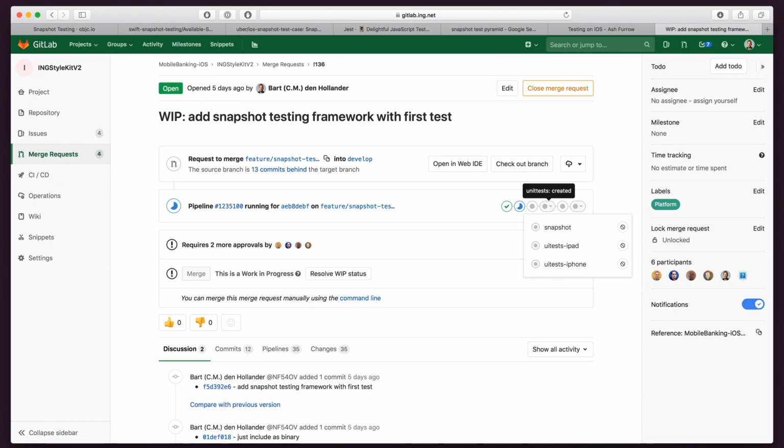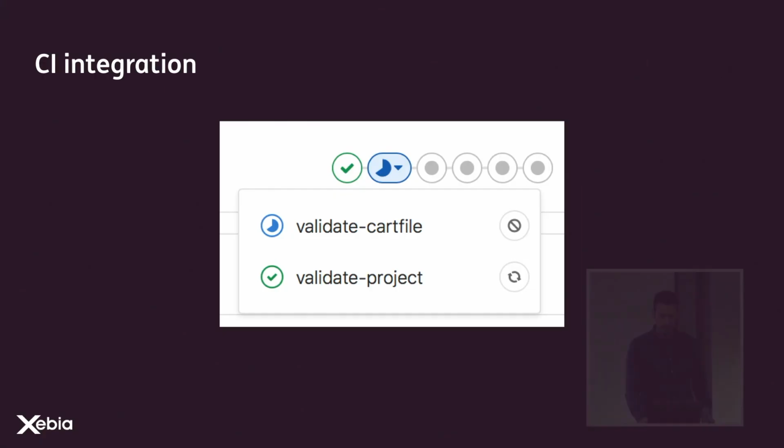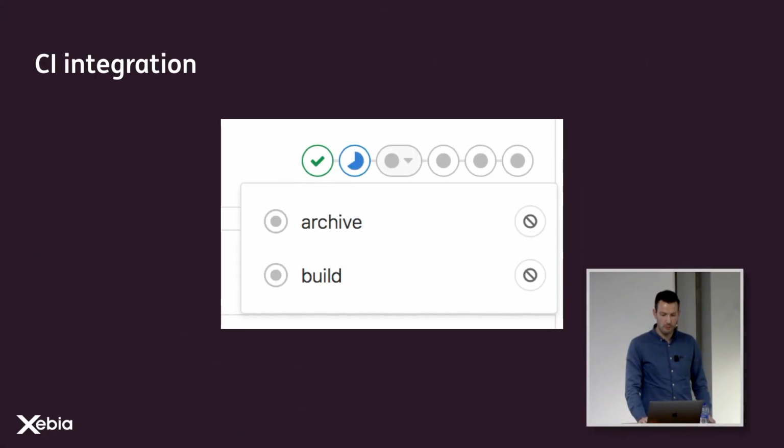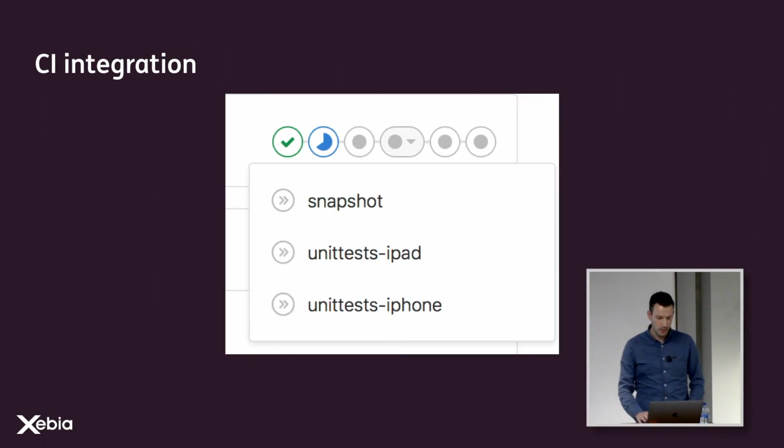So for this merge request, I created an extra job within the unit test to actually do a snapshot. For example, we also do checks if there aren't any more warnings added to the project. We also have a step for archive and build, but also the snapshot test.